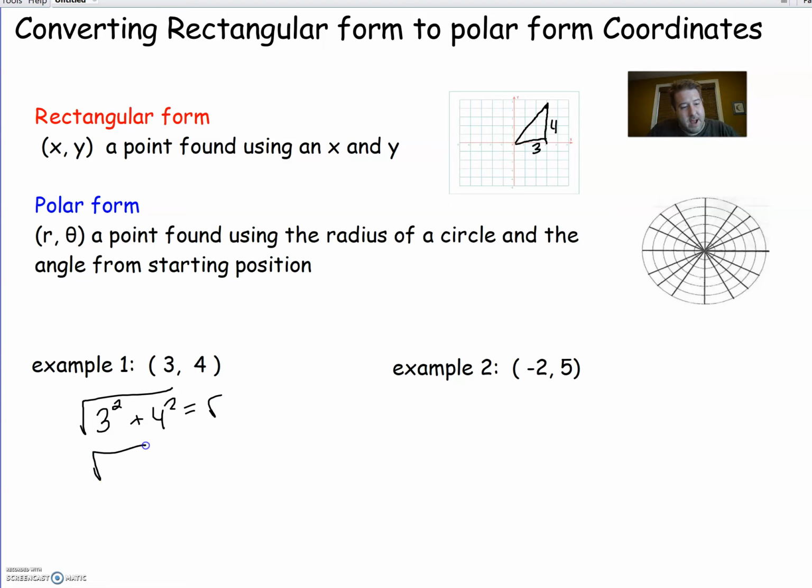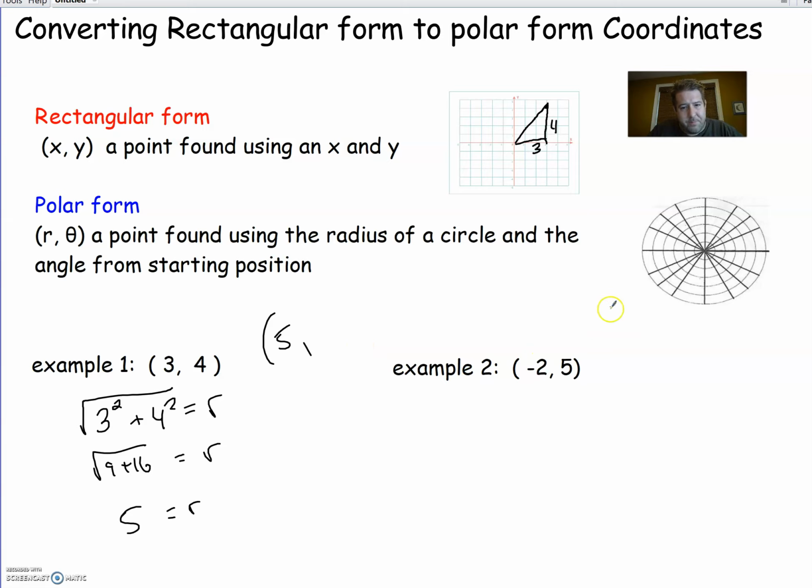So 3 squared is 9, and 4 squared is 16. And then add those two together, you get 25. The square root of 25 is 5. So now I know it's 5 something. So that would be 5, comma, some sort of angle.